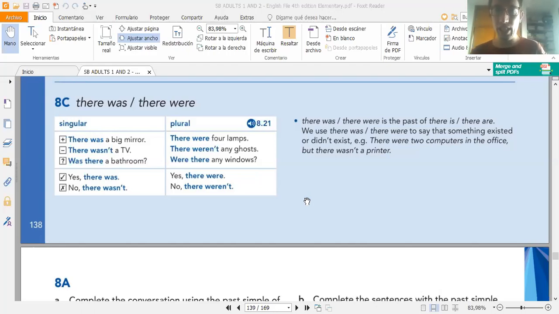Good. There was, there were is the past of there is and there are, of course, right? As well as was and were is the past of is and are, okay? We use there was, there were to say that something existed or didn't exist. For example, there were two computers in the office, but there wasn't a painter. Okay, good. Now, let's continue.